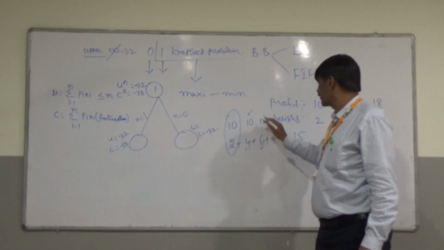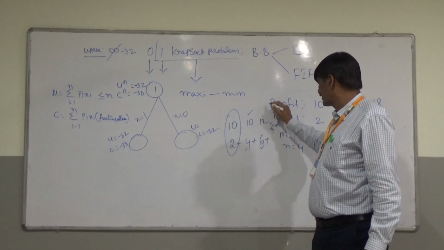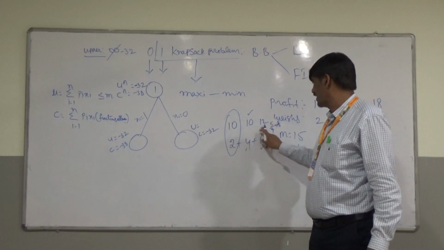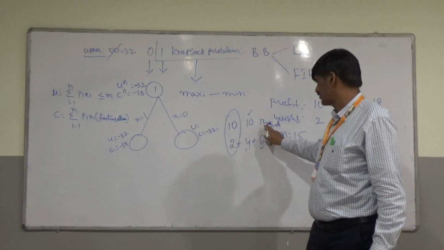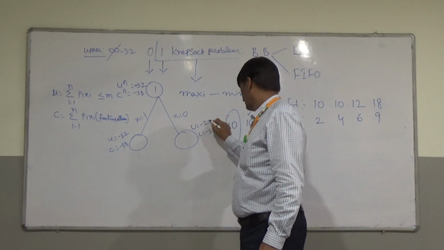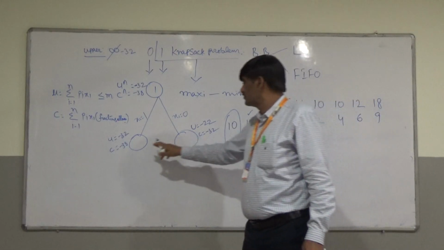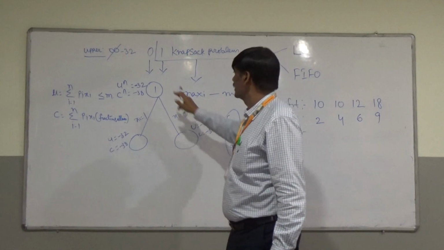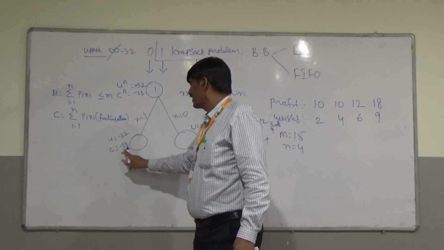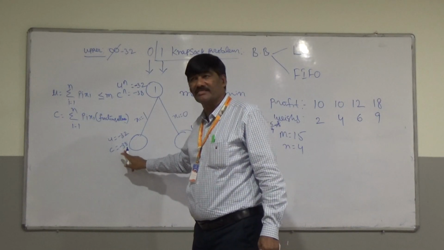Next, for the upper bound value we don't take the fractions, so the upper bound value uses only these two items: 10 plus 12, so that is minus 22. Now observe here. Compared to these two, the upper bound value is minus 32 and the cost is minus 38. That's why it is the live state.